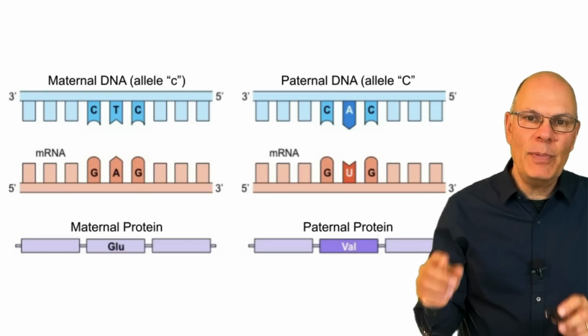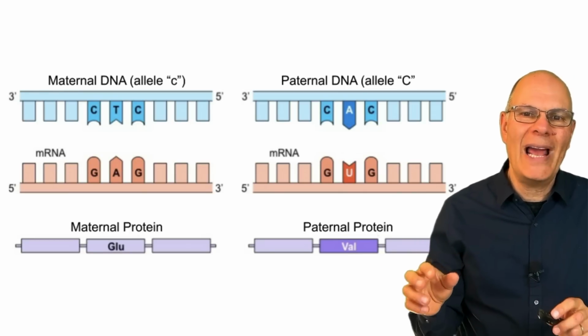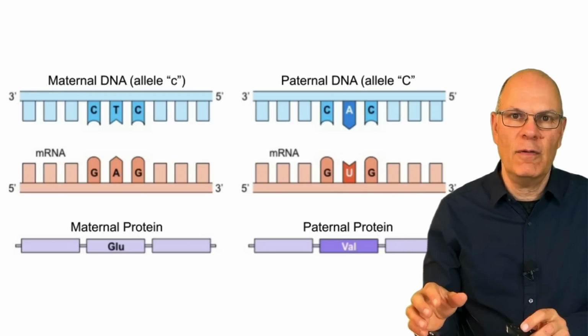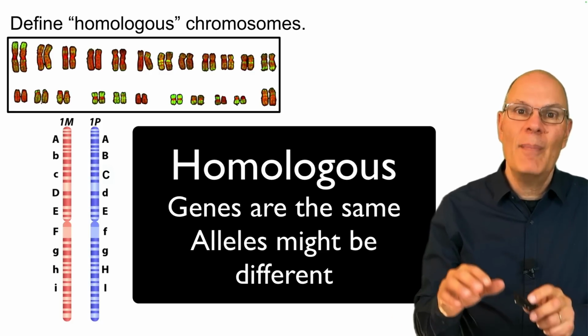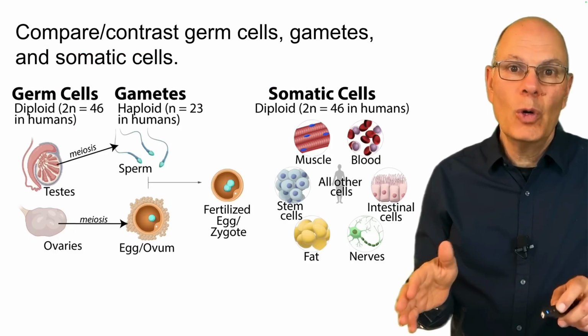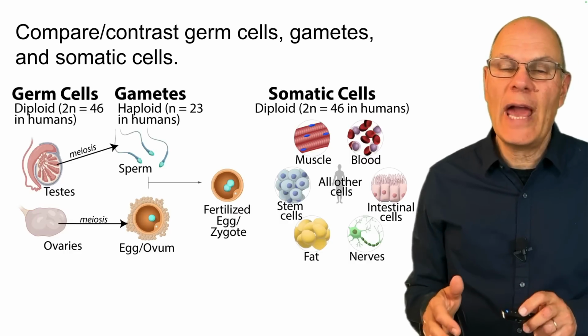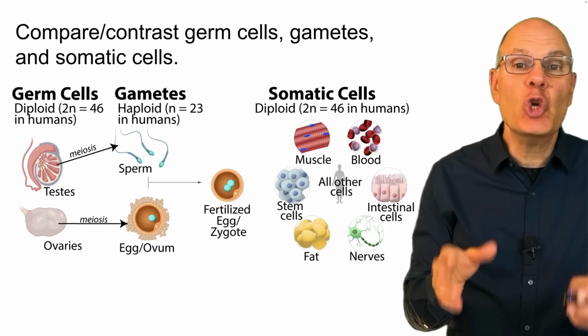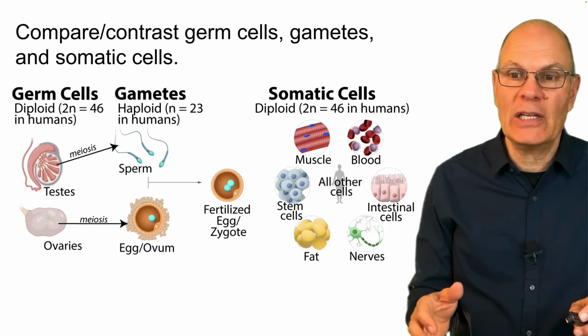And that might even be to the extent where the amino acid sequence of that protein differs. So the genes are the same, but the alleles might be different. That's what homologous means. More essential meiosis genetics vocabulary: compare and contrast germ cells, gametes, and somatic cells.